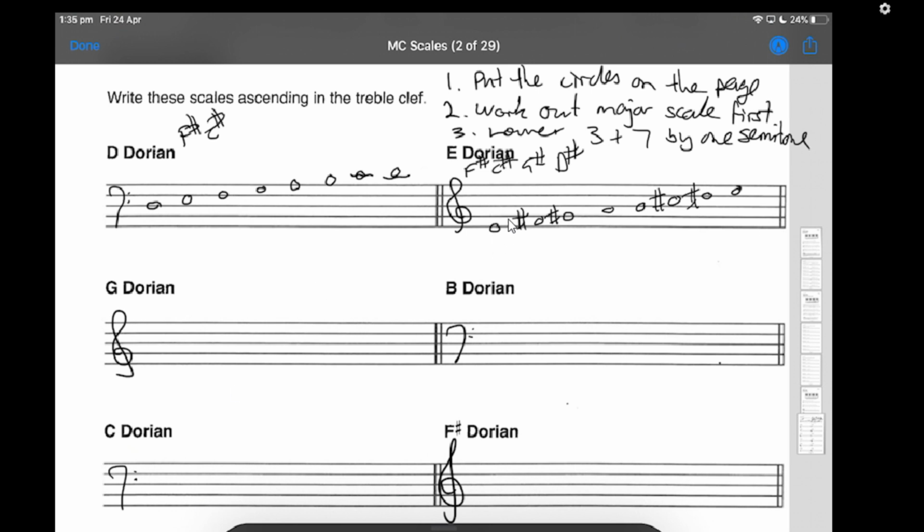So let's count 1, 2, 3. So the 3rd note needs to be lowered, which I'll do right now by taking away the sharp. So that was note 3, 4, 5, 6, 7. And the 7th note needs to have its sharp removed as well. That leaves us with 2 sharps.